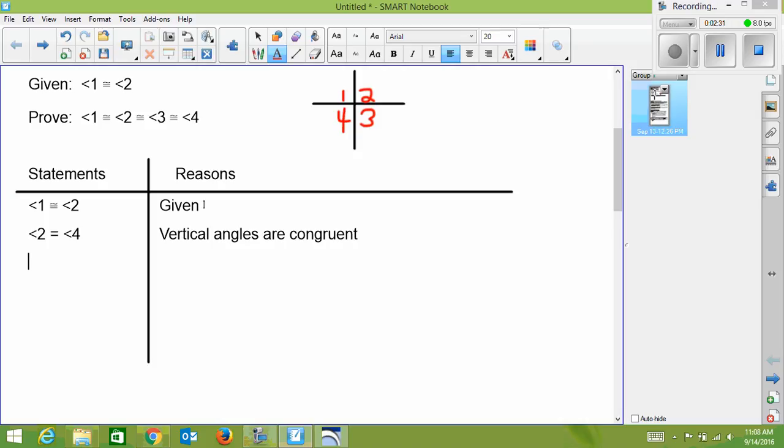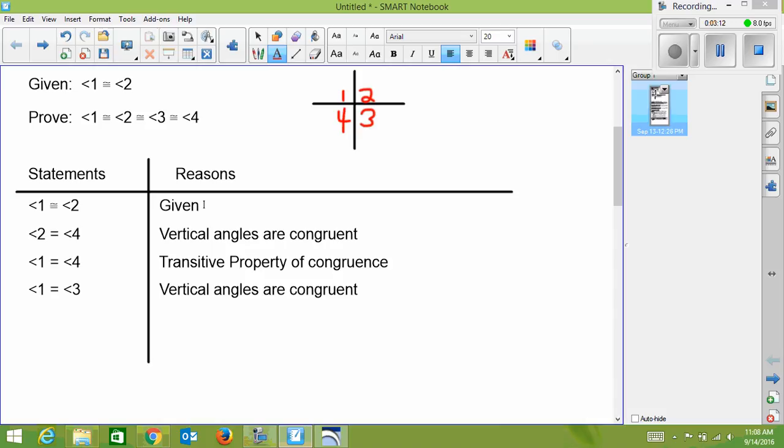That's all I know. So the next logical step would be, if I know 2 is equal to 4, then I could say that angle 1 is equal to angle 4. How do I know that? The transitive property of congruence. That was one of those from yesterday. What's my next logical step? If I know that 1 and 4 are now equal, I could also say that angle 1 is equal to angle 3. How do you know that? Vertical angles. They're vertical angles. Vertical angles are congruent.